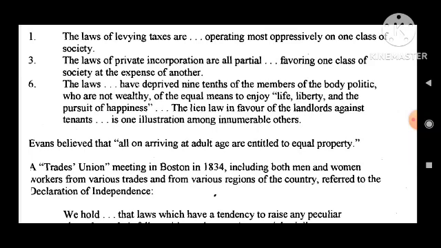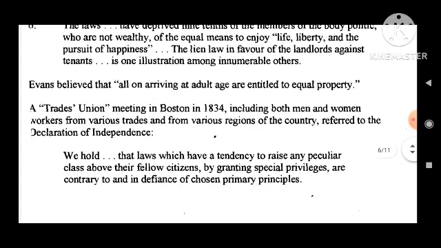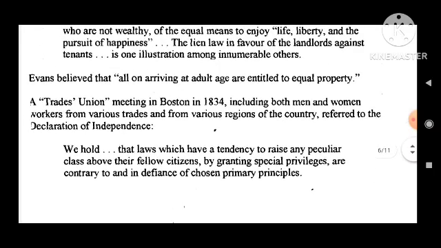The laws have deprived 9/10 of the members of the body politic who are not wealthy of the equal means to enjoy life, liberty, and the pursuit of happiness. The lien law in favor of the landlords against tenants is one illustration among innumerable others. Evans believed that all on arriving at adult age are entitled to equal property.